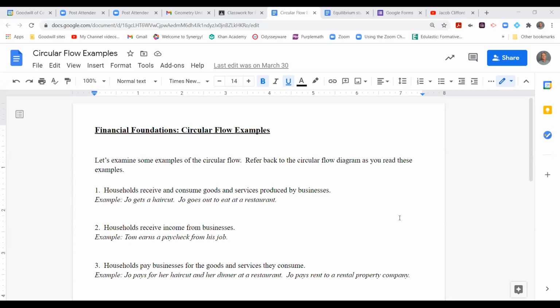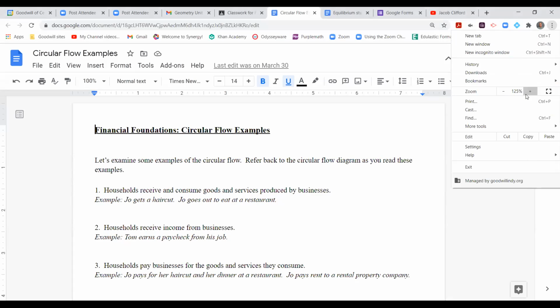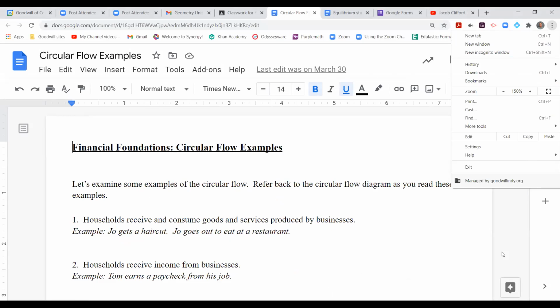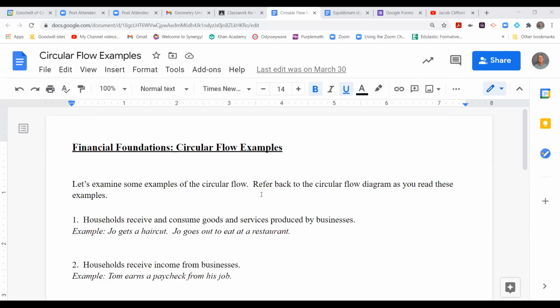Got some examples of the circular flow sort of in action. At some point, you're probably going to need to come up with some of your own examples. You know, the first one here says households receive and consume goods and services produced by businesses. Okay, simple example. Joe gets a haircut. Joe goes out to eat at a restaurant. That's some services that are being produced by business that a household can take advantage of.